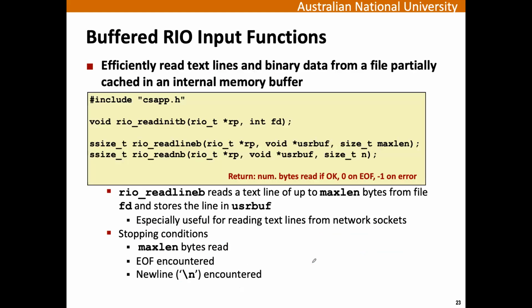All right, so here are the buffered functions. There is a special structure that encapsulates the buffer and a few variables that the package uses. To initialize that structure, there is the rio_readinitb function, and then there are functions to read n bytes or read a line. So rio_readlineb reads a text line of max length bytes, and then there is the rio_readnb that simply reads a few bytes.